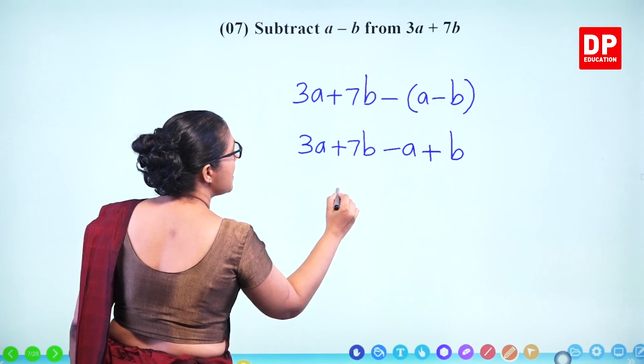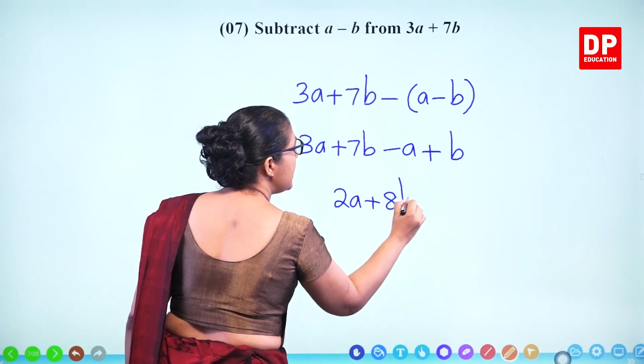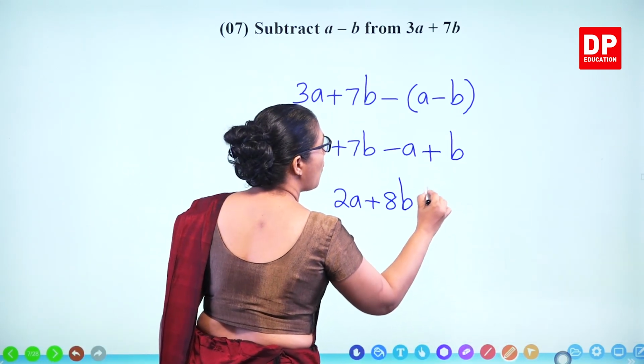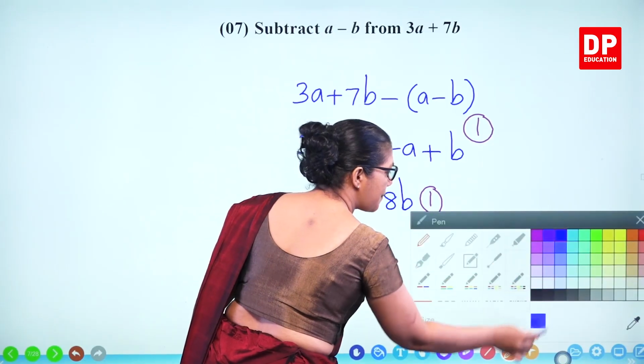3A and minus A becomes 2A. 7B plus B, 8B. So 2 marks for that. 1 mark here and 1 mark for the method.